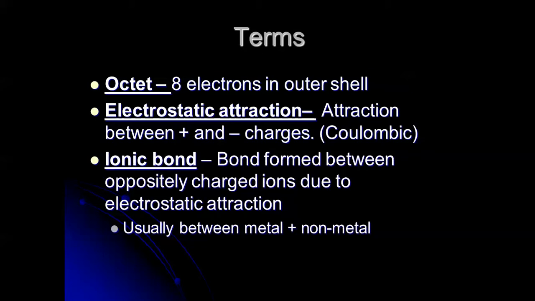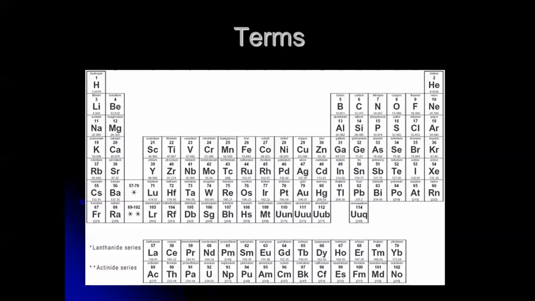So to formally define an ionic bond then, an ionic bond is a bond formed between oppositely charged ions due to electrostatic attraction. Usually this is going to be between a metal and a non-metal. What this especially highlights is how things in chemistry build upon themselves. For instance, if you have no idea where to find a metal and a non-metal on the periodic table, like we talked about in the last unit, you're going to have some trouble here.